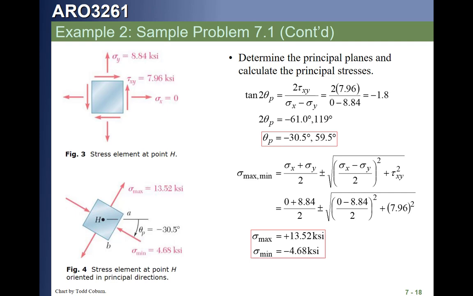So we see here when we calculate our angle of principal planes, where the stresses are max and min, we found a negative 30. What that means is that angle is down below that horizontal axis. Okay.